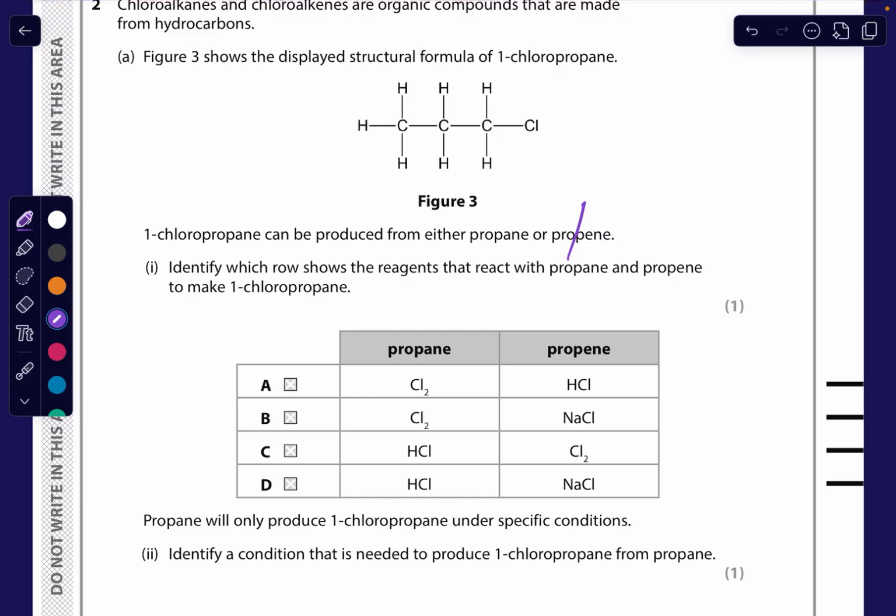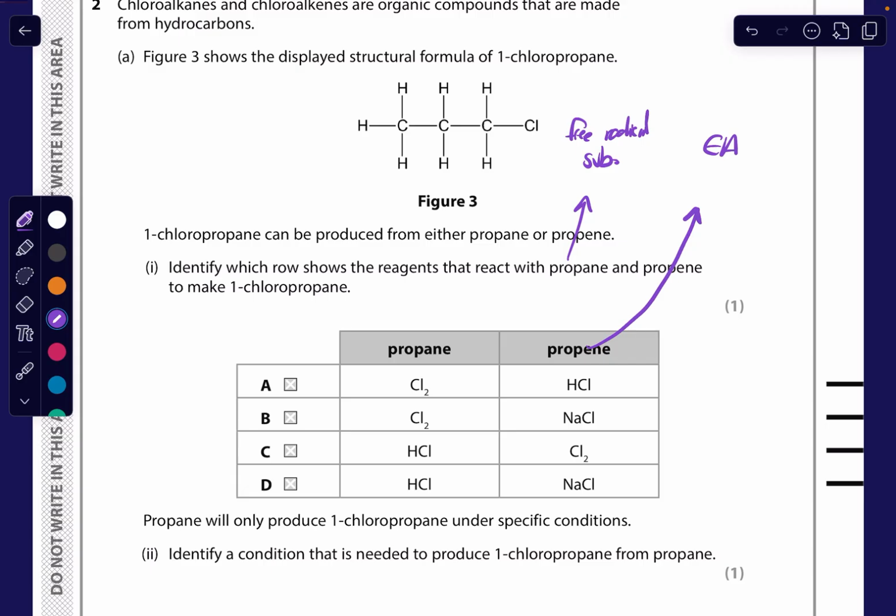Remember, this is an alkane, and one of the reactions that we have with alkanes is free radical substitution. For propene, we have 2 reactions. We've got electrophilic addition, and we also have our free radical polymerization. We're not making polymers, so this time we're looking at electrophilic addition. I'm just going to abbreviate this to EA.